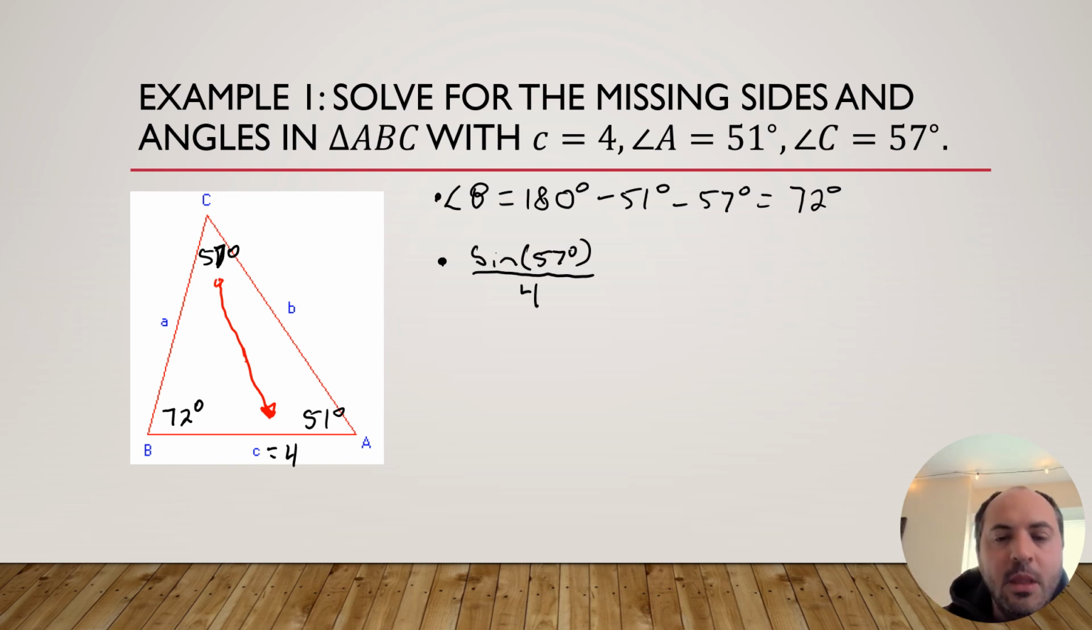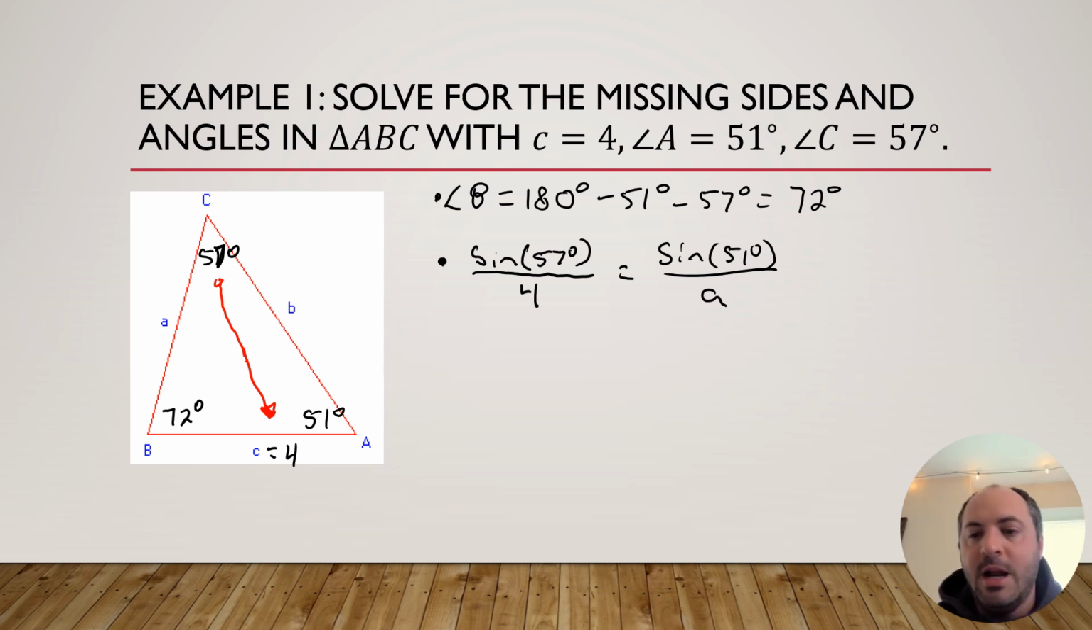Next up, we want to decide which side length we're going to solve for. It does not matter which side you solve for with the law of sines. Angles are a little bit more technical, but sides do not matter. So I'm just going to pick side length A to begin with. I'll do sine of angle A, which is 51 degrees, divided by side length A. To be able to solve, I need to isolate and get A by itself. What that means is I need to get A outside of the denominator.